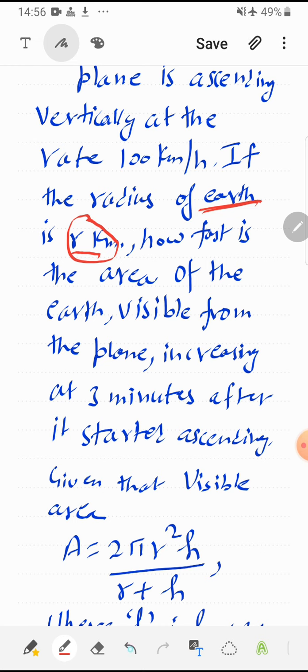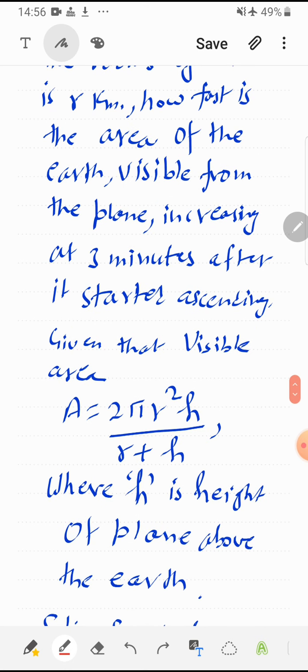As we don't know any standard result about area visible by the plane when it is ascending, it is given in the question, given that visible area A is equal to 2 pi r square h upon r plus h, where h is the height of the plane above the earth. Remember r is constant, remember.